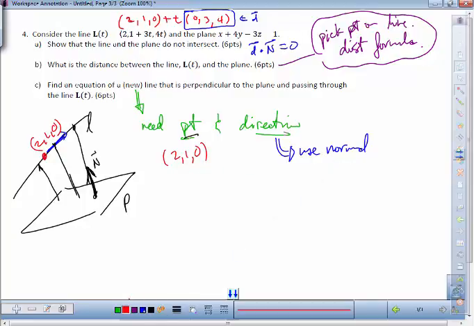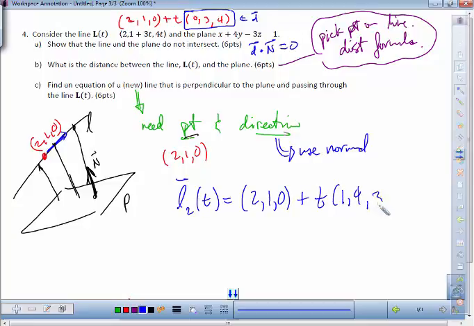And so your new line, let's see, what should we call it? I guess we'll call it little l, or L2. And then the direction vector is 1, 4, -3. So that's our equation of a line. Did it say to write it a certain way? No. Let's write it a certain way anyway.